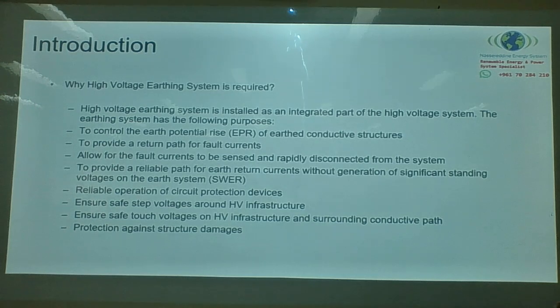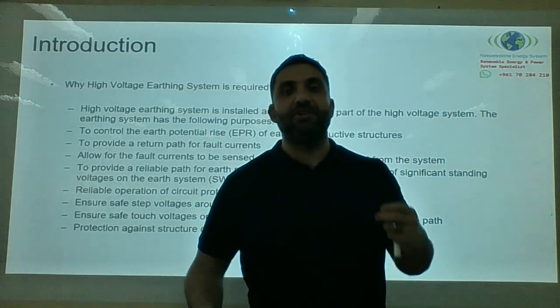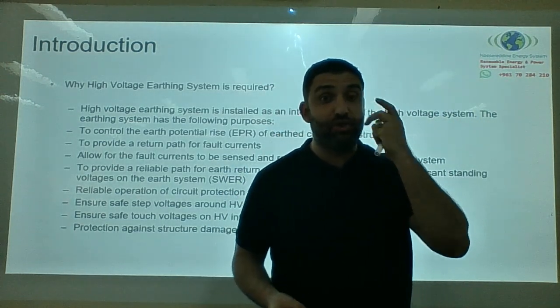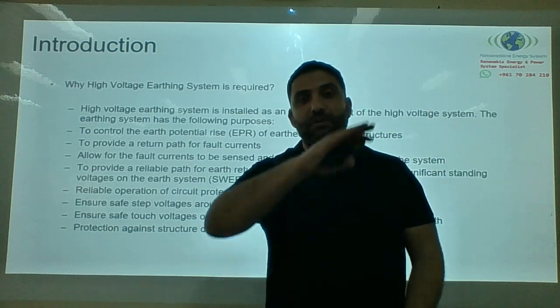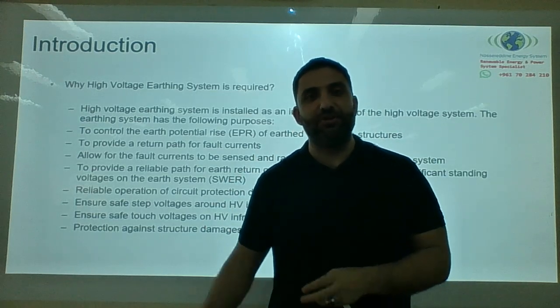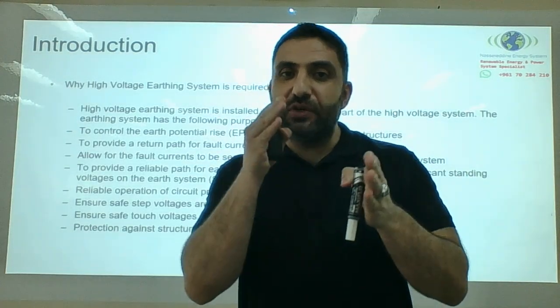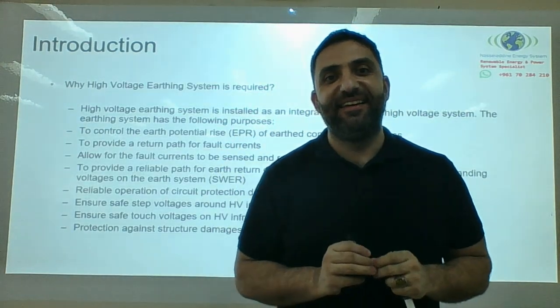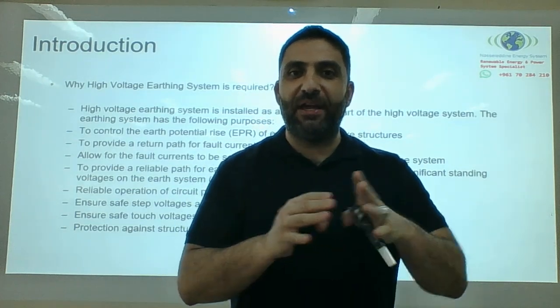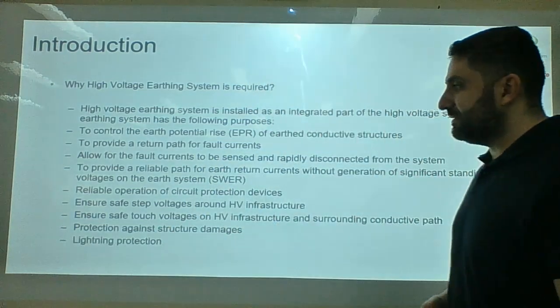Structure damage. For example, if you have a transformer and there is a fault at the bushing, and there is an adequate path for the fault using the earthing system, you will bypass the energy of the fault. So instead of going inside the transformer and causing damage, you will bypass it.